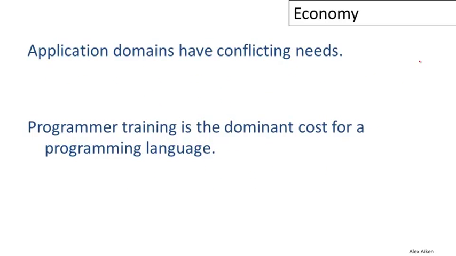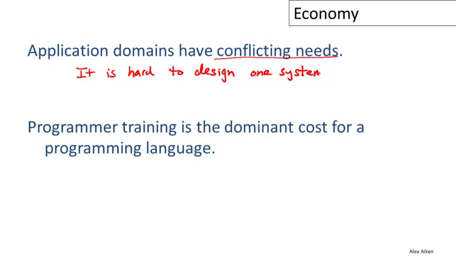So to conclude this video on the economy of programming languages, I think the two most important things to remember are that application domains have conflicting needs, and therefore it's difficult to design one system that incorporates everything that you would like to have. So you can't get all the features that you would like into a single system in a coherent design. At least it's very hard to do that, and so it takes a lot of time to add new features to existing systems. And the second point is that programmer training is the dominant cost for a programming language.